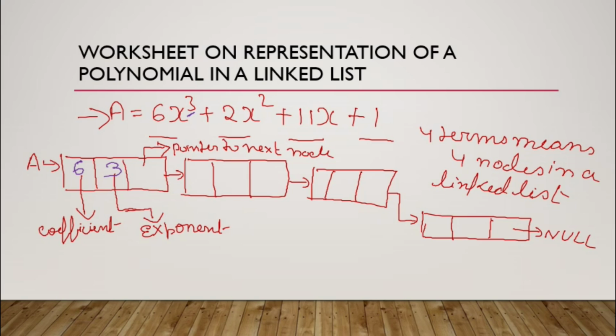It can be any address. The next one is 2: 2 is the coefficient and 2 is the exponent here. Again, this is the pointer. Next, 11 is the coefficient and 1 is the exponent, and this is again a pointer to the next node. x with no power means it is x to the power 1 by default. Next is 1, which is x to the power 0, so 1 is the coefficient and 0 is the exponent. This is how we represent a polynomial in a linked list.